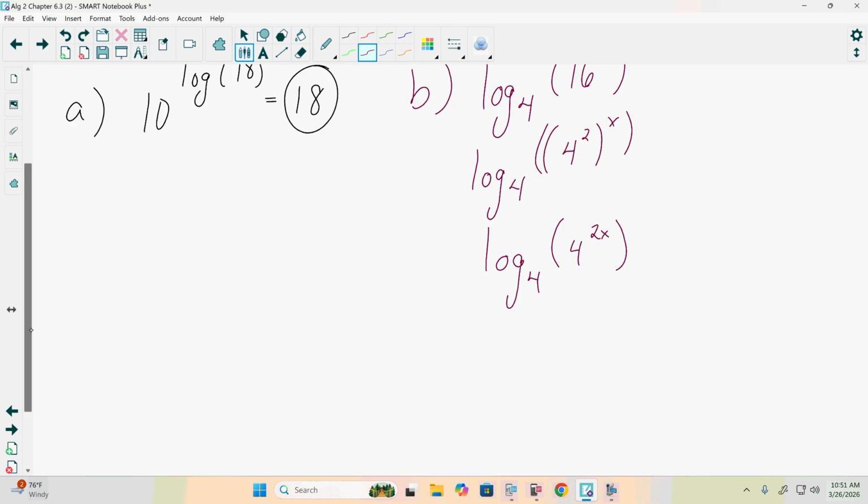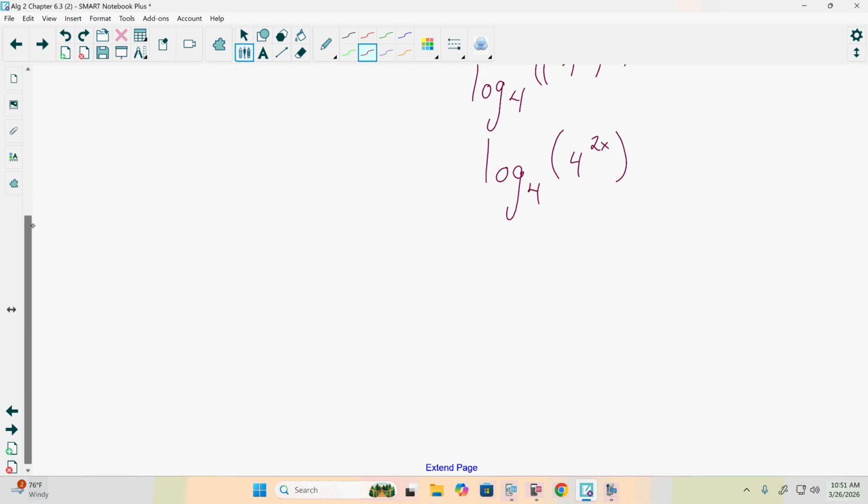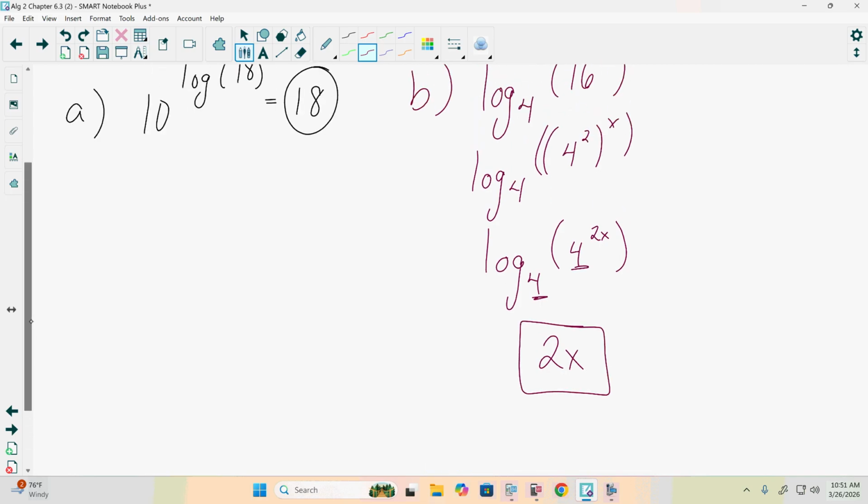Questions on this here? What would that reduce to? 2x. Because the base and what's inside of it are the same, it's going to reduce to 2x.